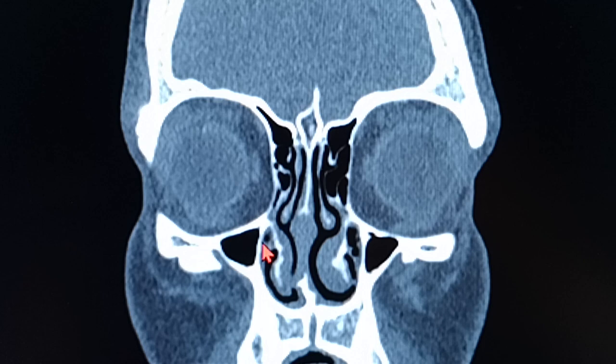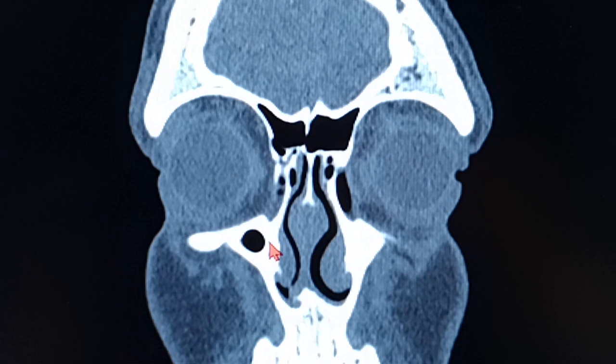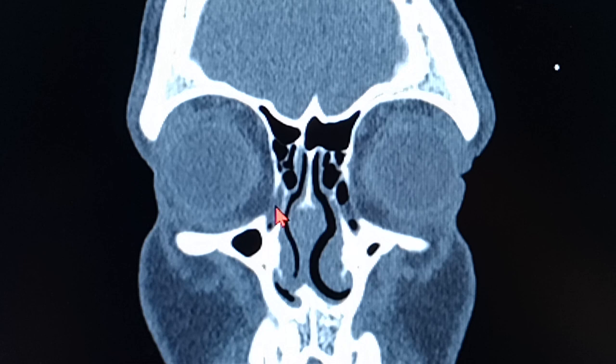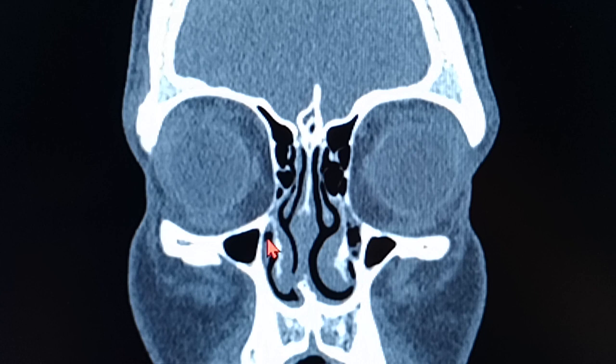And see, if I'm going behind, you can see that is the nasolacrimal sac. That's the lacrimal sac. And if I'm going behind, you can see, follow my mouse over there, you can actually see the nasolacrimal duct. And then you can see the nasolacrimal duct opening over here in the inferior meatus. So this is how you definitely see the nasolacrimal duct system.